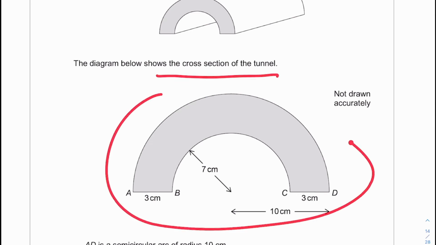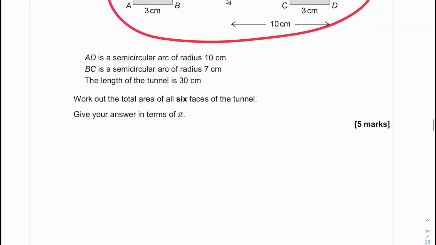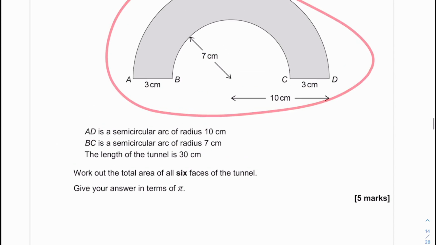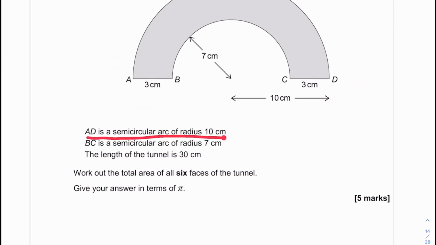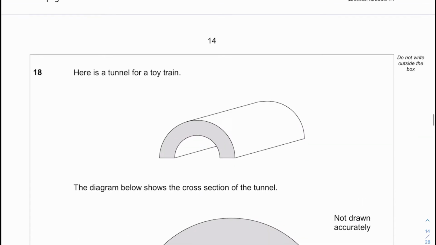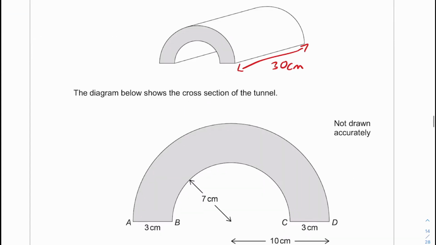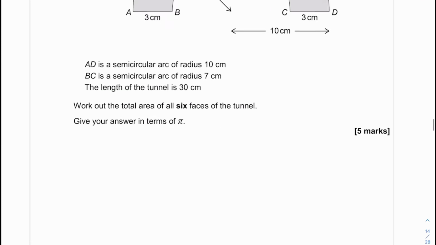tunnel in this diagram here, and we are given some more information, which is AD is a semicircle arc of radius 10, BC is a semicircle arc of radius 7, and the length of the tunnel, which is this length here, is 30 centimeters. So let's label that on, 30 centimeters. And what we need to do is work out the total area of all 6 faces of the tunnel, giving our answer in terms of pi.